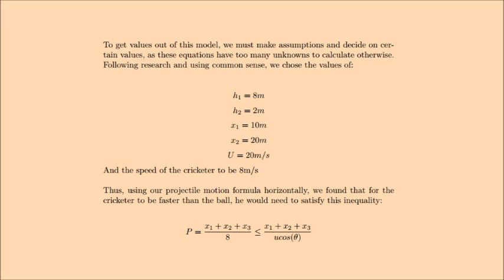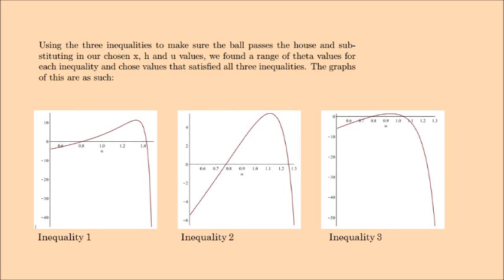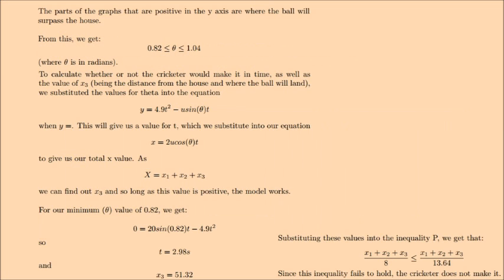Using the 3 inequalities that we started off with to make sure the ball passes the house and substituting in our chosen x, h and u values, we found a range of theta values for each inequality and chose values that satisfied all 3 of the inequalities. From these graphs, we found out a range of theta values, and this range is where it's positive in the y-axis. We substituted this range into our y and x equations so that we could find out whether or not the cricketer would make the run in time and whether or not the model will work.